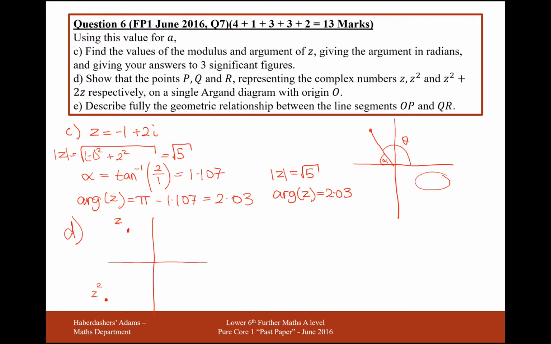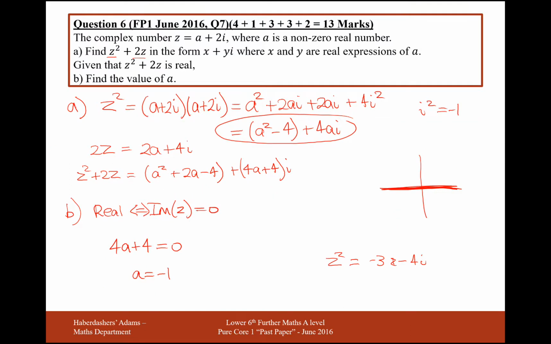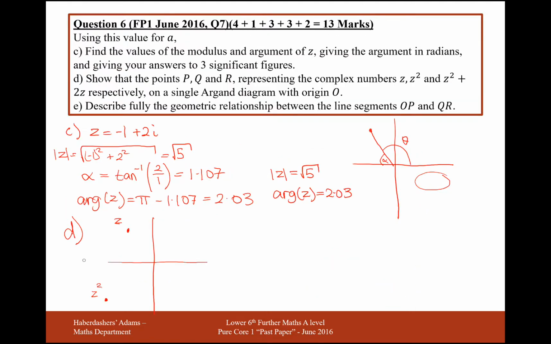And z squared plus 2z, that was the real number. So if we plug minus 1 into this formula here, minus 1 squared, that will give me a 1, minus 2 minus 4, and it will be plus 0i because it's a real number, so that's going to be minus 6, that will be minus 5 there. Okay, so going back, we're going to get a minus 5 that's going to appear over here. z squared plus 2z.